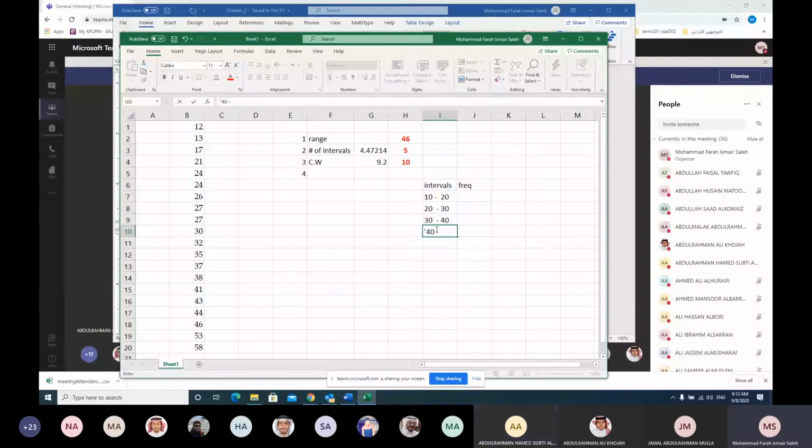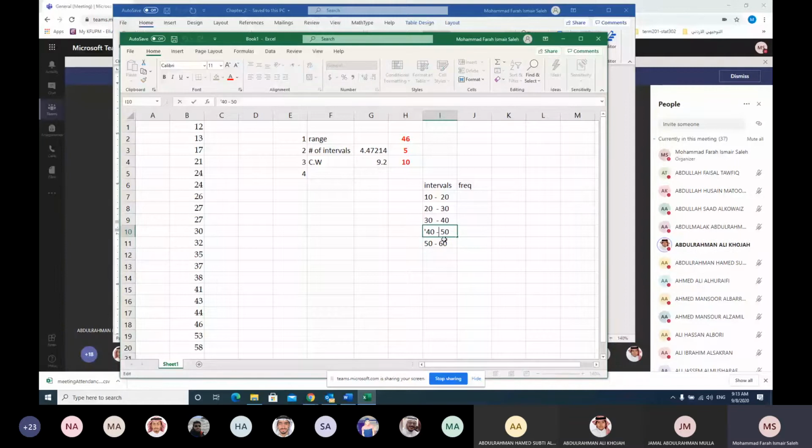How many classes do we have up to now? 4. We look for 5, but maybe 4 is enough. Now check. Is the maximum, 58, in this class? No. Then add the fifth interval from 50 to 60.